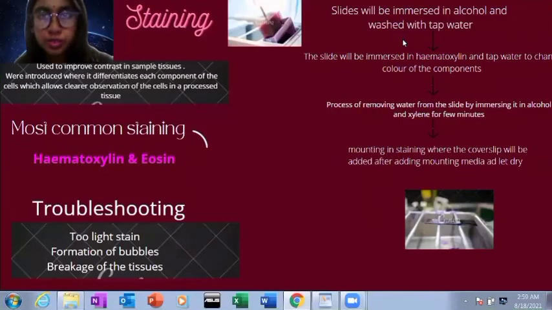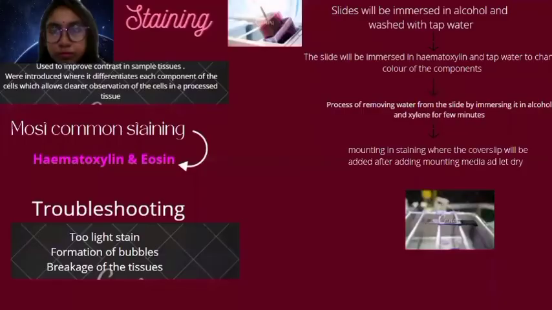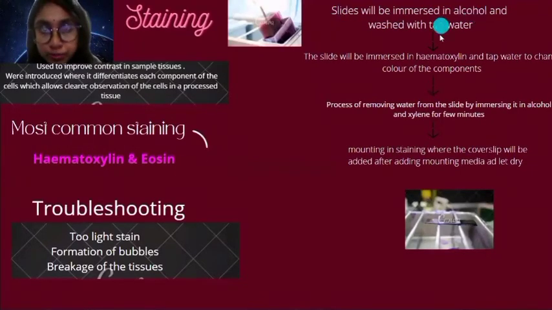For the procedure of staining, the slides will be immersed in alcohol and washed with tap water several times. The slide will be immersed in hematoxylin and tap water to change the color of the components, and then water is removed from the slide by immersing it in alcohol and xylene for a few minutes. And lastly, the mounting, where the cover slip will be added after adding mounting medium and left to dry. The first step, where slides are immersed in alcohol, is called the hydration process, the second is the staining process, the third is the dehydration process, where you remove all the water, and the last is the mounting process.